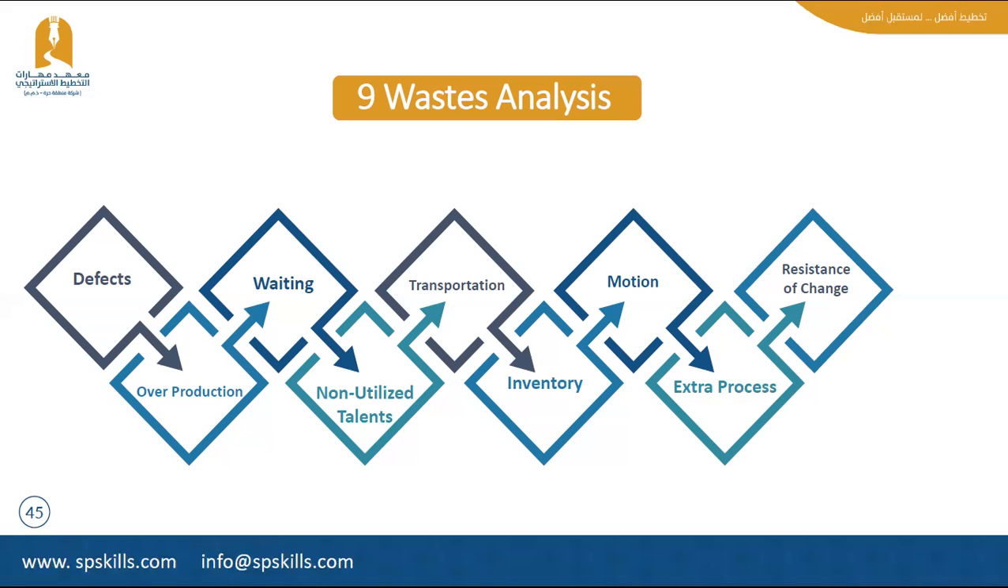The last one is resistance to change. This is one of the wastes now. Why? If a person who has some resistance to changes within the organization keeps silent, there is no problem. But if he starts to spread negative energy and negative emotions to all the people around him, what will happen? We will lose the concentration of the people and we will have less productivity. This is the 9 wastes as per the Japanese definition.